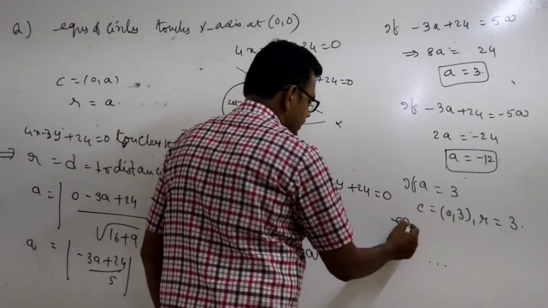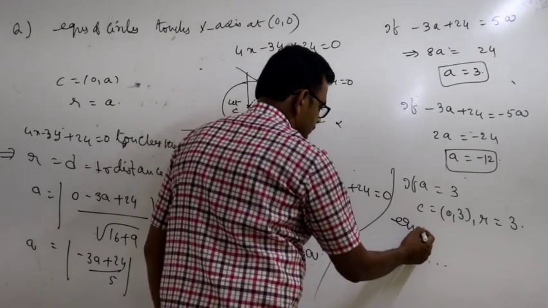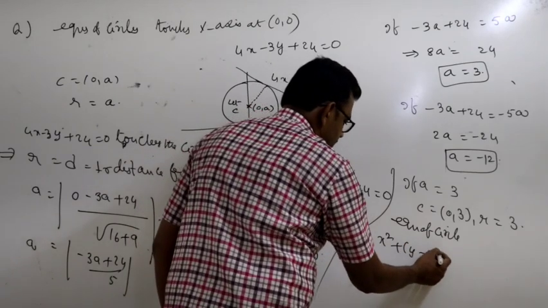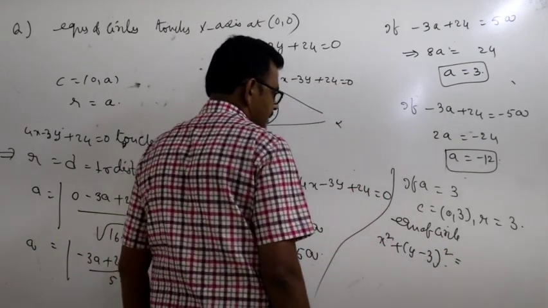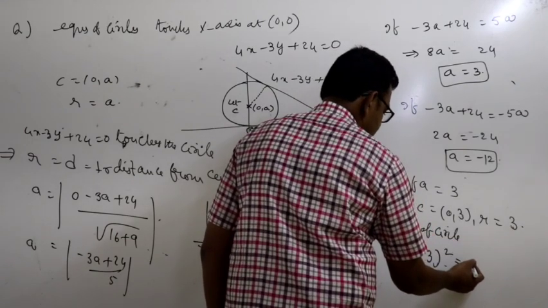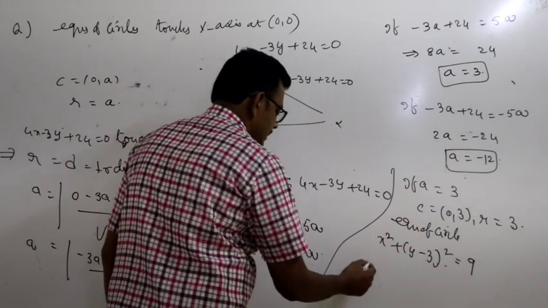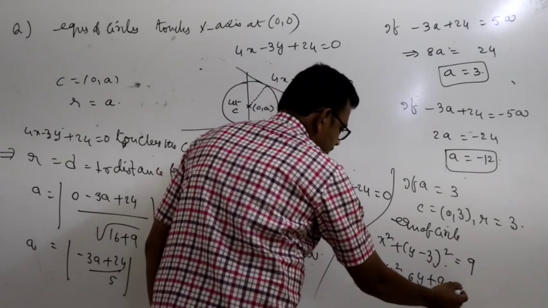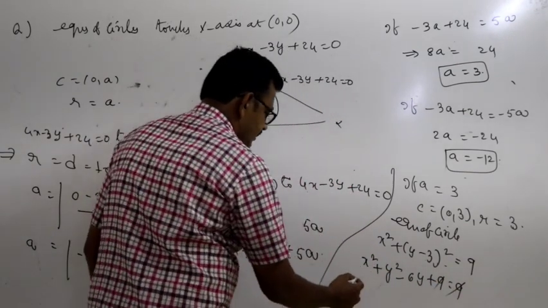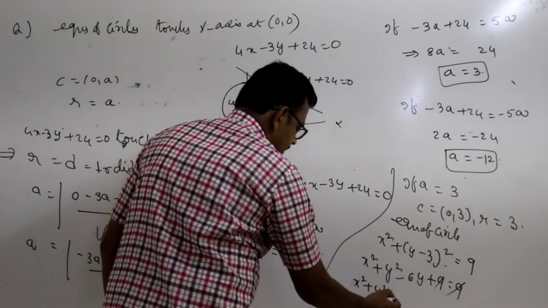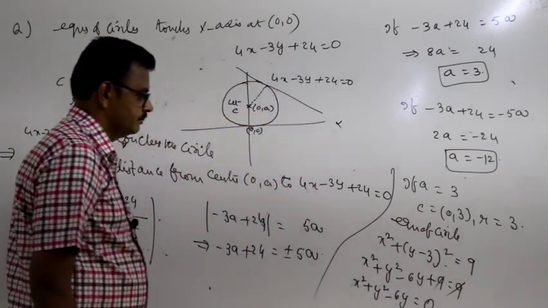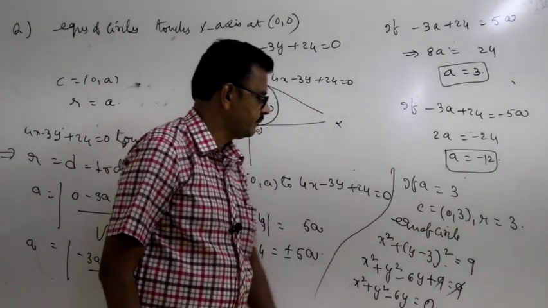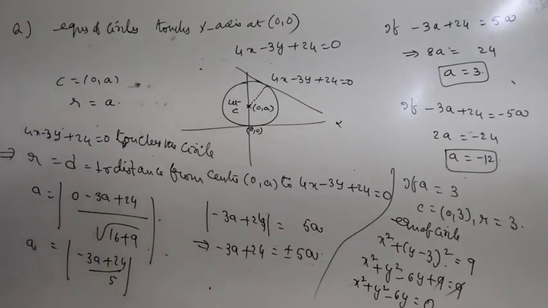So the equation of the circle: x minus a whole square plus y minus b whole square is equal to r square. R square is 9. That is x square plus y square minus 6y plus 9 is equal to 9. Therefore, x square plus y square minus 6y equal to 0. That is one circle equation. If a is equal to minus 12, then you get the second equation.